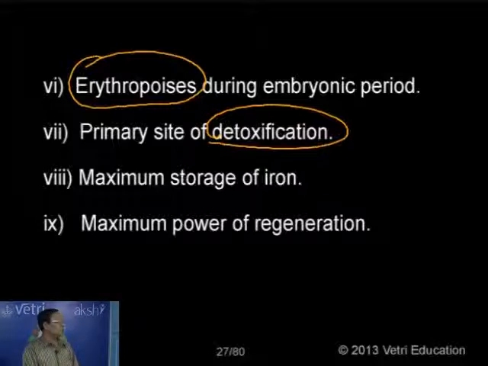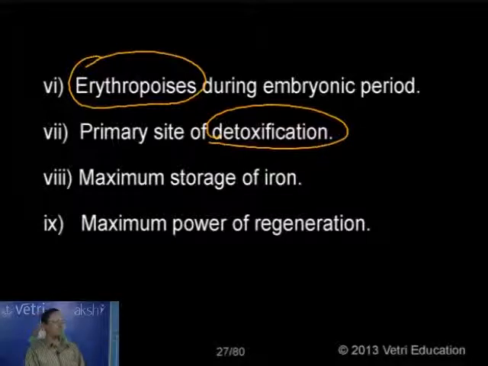Then, it is also the site of maximum storage of iron. Also, we have glycogen. So, doctors advise taking more liver from animals, particularly meat, or from sheep or goat. The reason is that the iron is stored here, because the hemoglobin or the RBC is broken down here, so a large amount of iron is stored along with the glycogen.